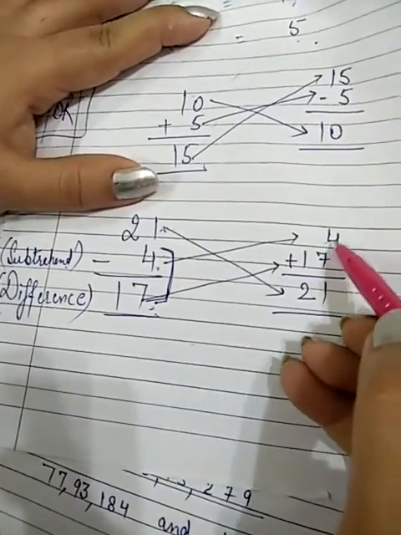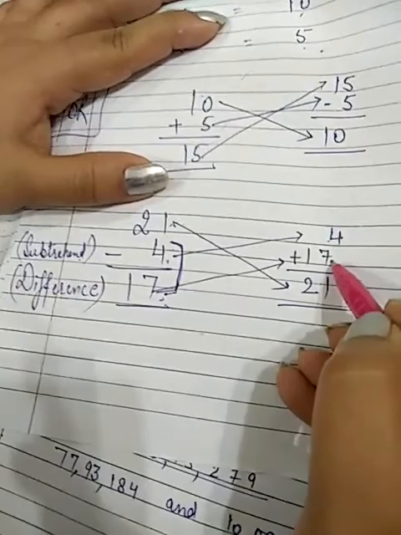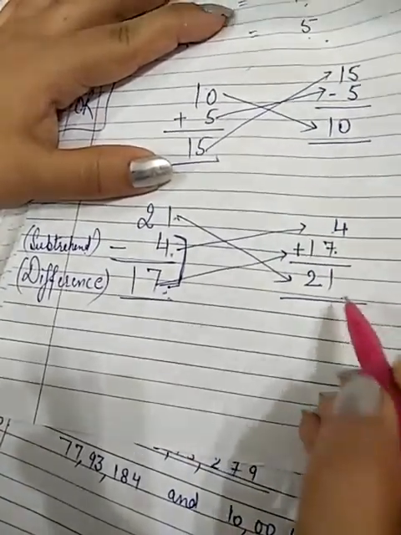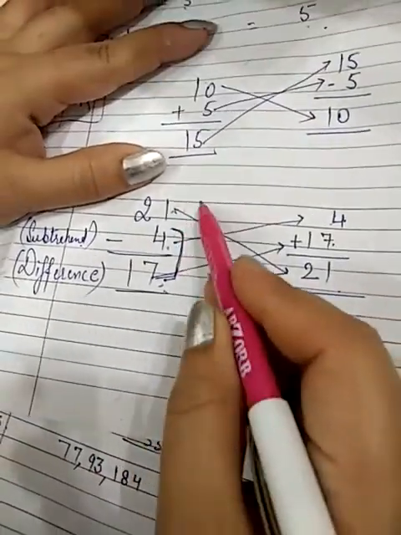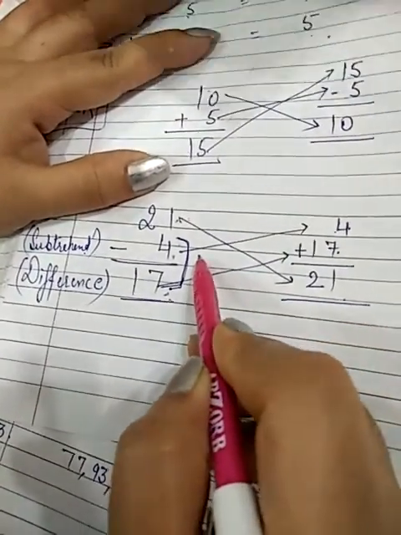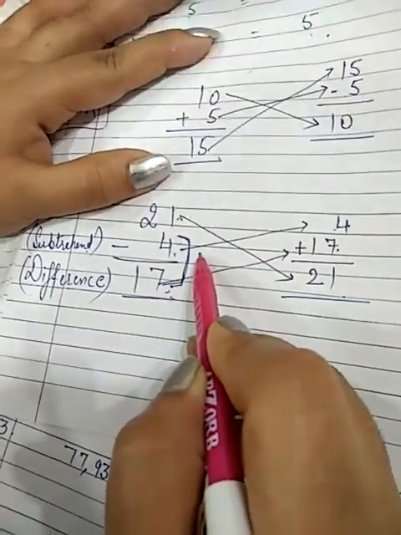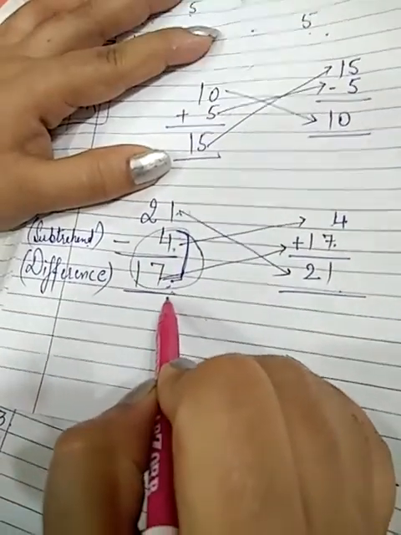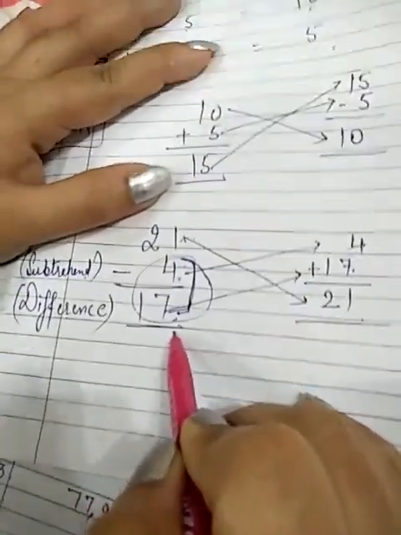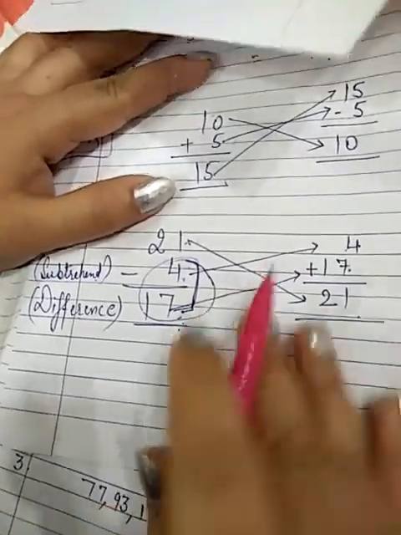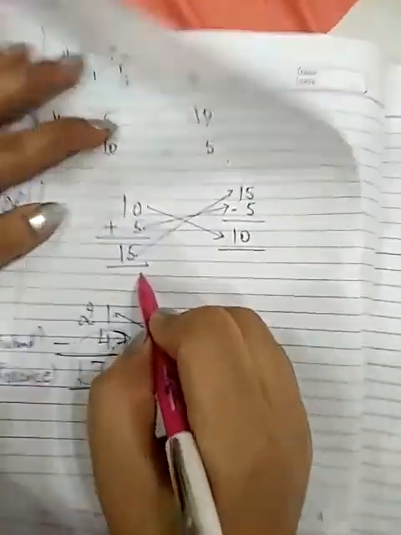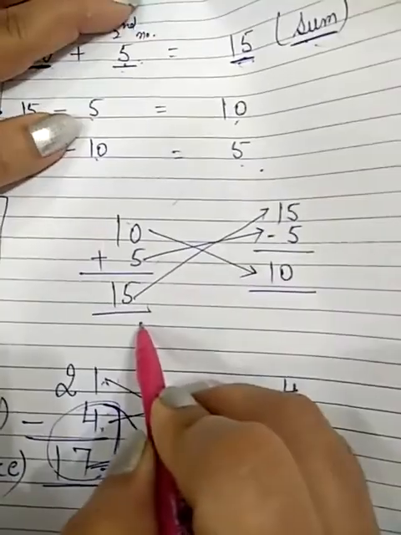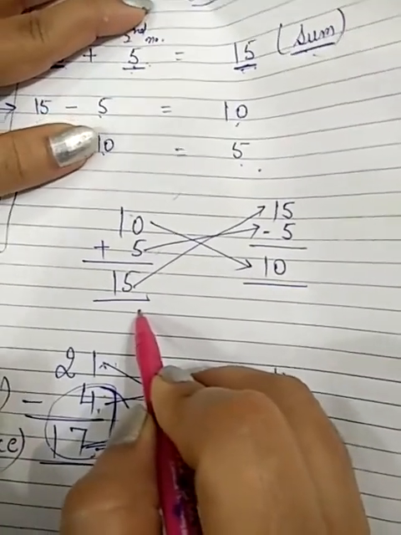So what did I do? I added 4 and 17. The answer is 21. So whenever you are subtracting and you have to check whether your answer is correct or not, you will add the subtrahend and difference, or you can say you can add the two smaller numbers. Same way, when you are adding and you have to confirm whether your answer is correct or not.